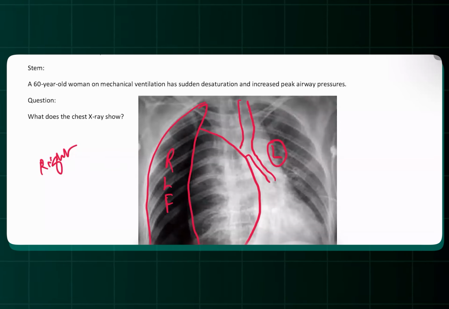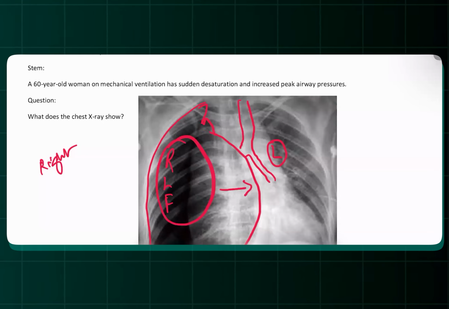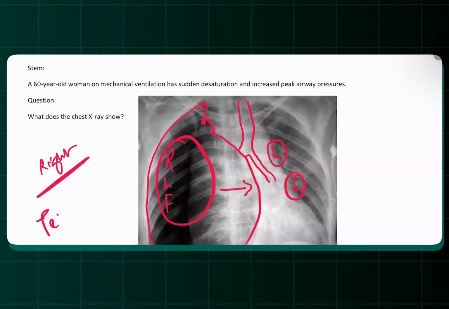So, what we have here is a case of tension pneumothorax. Yes. So, we have pneumothorax along with compression signs. There is deviation of the trachea to the left side, defining tension pneumothorax. Okay.